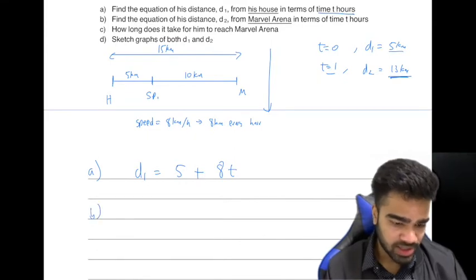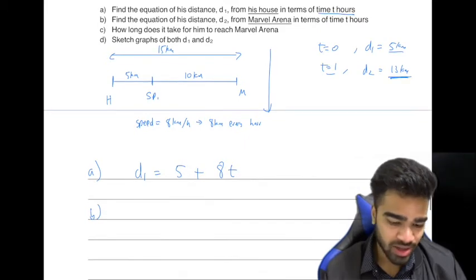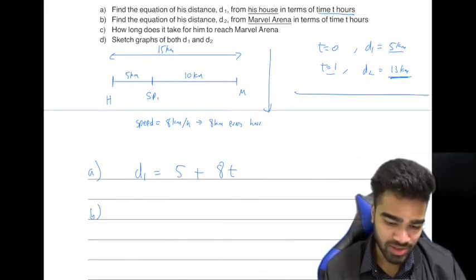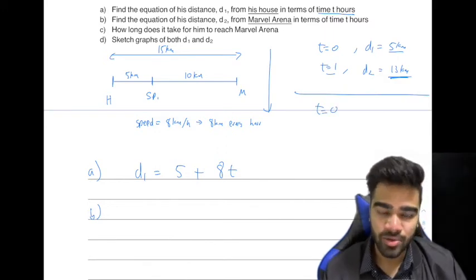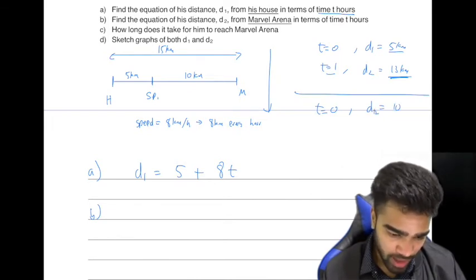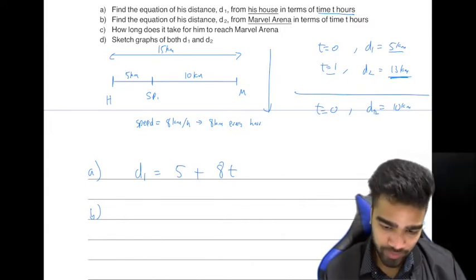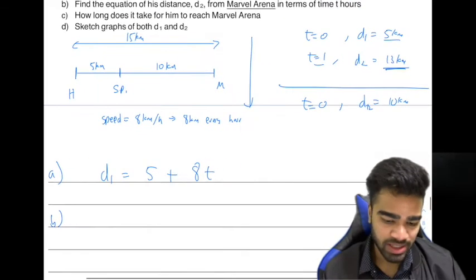Next, part B, it's asking, find the equation of distance from Marvel Arena. This time it's asking for Marvel Arena in terms of t hours. Again, let's sub some values in for Marvel Arena, so D2. So if time is equal to 0, so at the very start, how far away is he from Marvel Arena? Well, D2, sorry, would be 10 kilometers, right? Because at the very start, he's a total of 10 kilometers away.